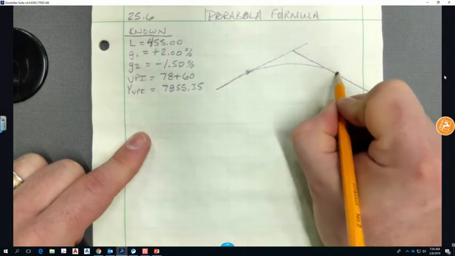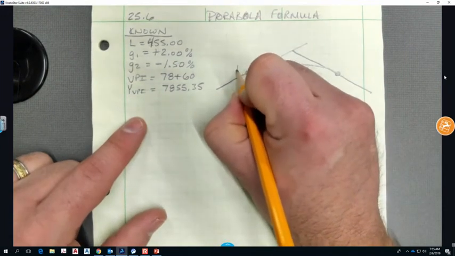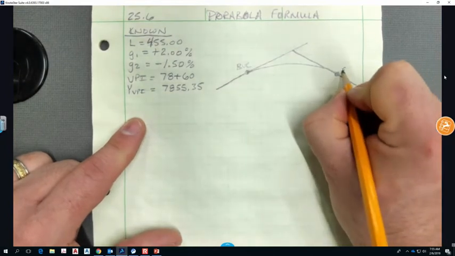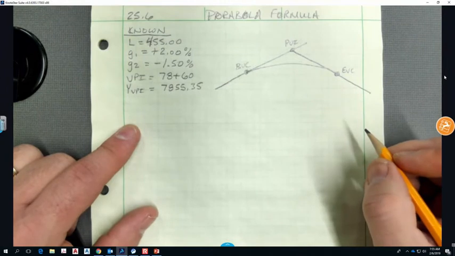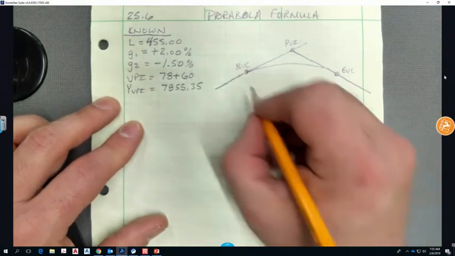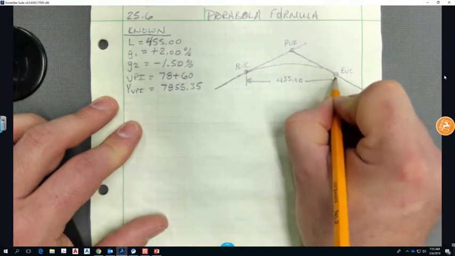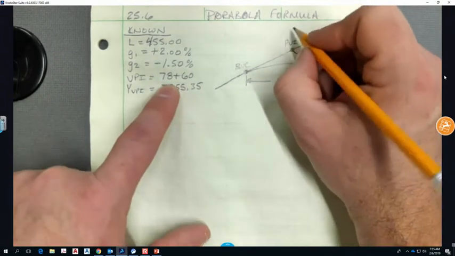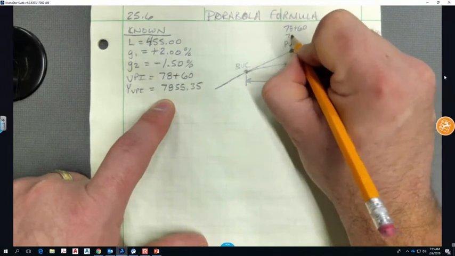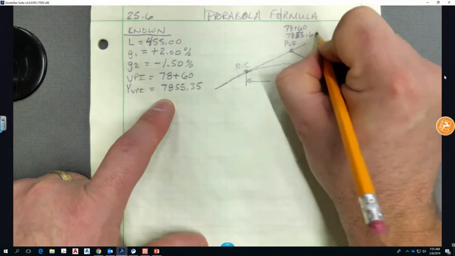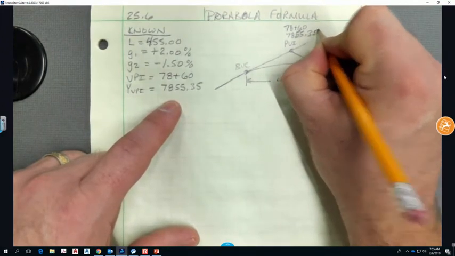Okay, so I'm going to put in my components of the curve in here. So I have my BVC here, my EVC, my PVI, which is here, or VPI, and then I'm going to populate the information I know. So L is 455. Okay. PVI has some information here. Its station is 78 plus 60, and the elevation is 7855.35, sorry. So that's the elevation.